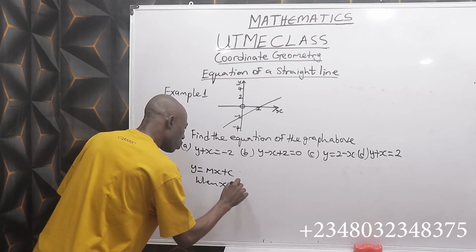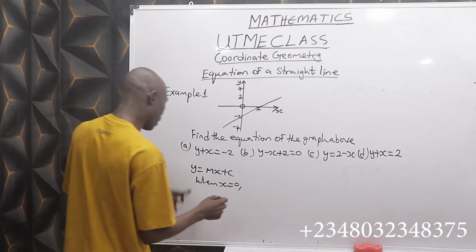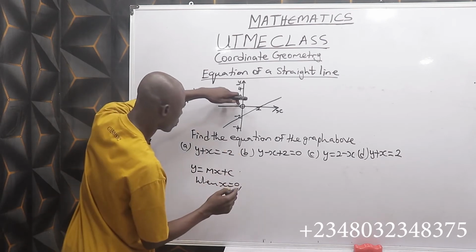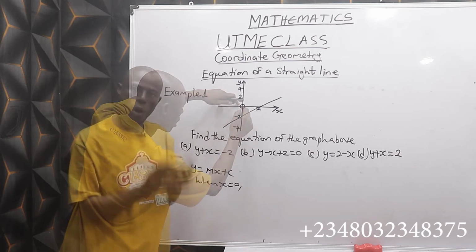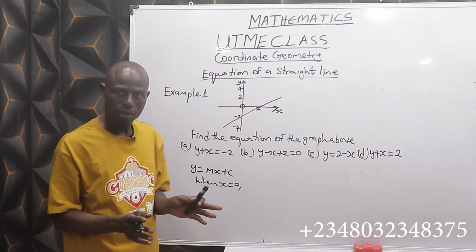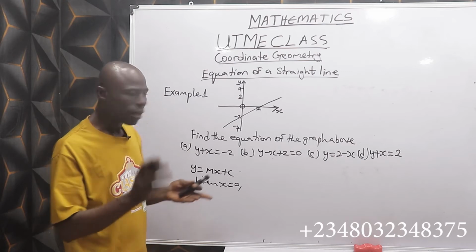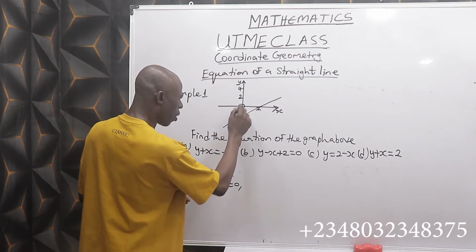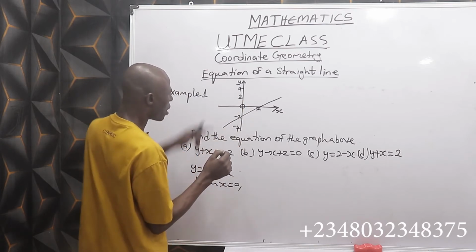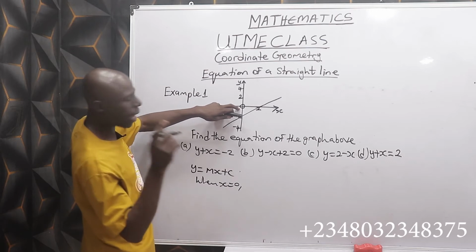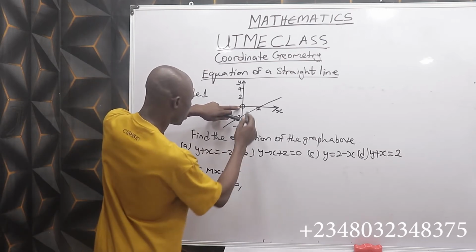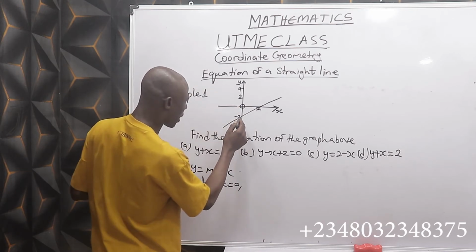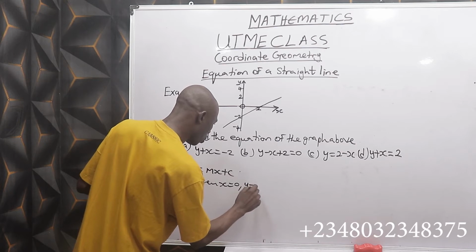Let's see. When x equals 0, what is y? Origin belongs to both axes. It belongs to x-axis, it belongs to y-axis. So if we say the origin belongs to x at a point, then the other one will belong to y. So if x is 0, let's trace it to this place. Y is negative 2. That means y equals minus 2.